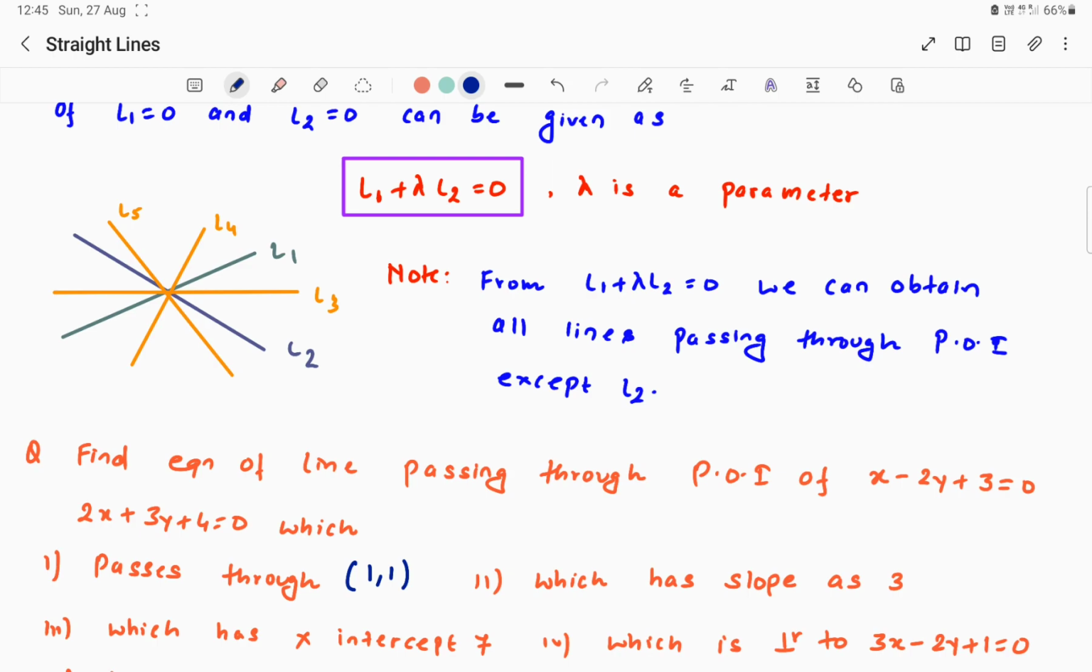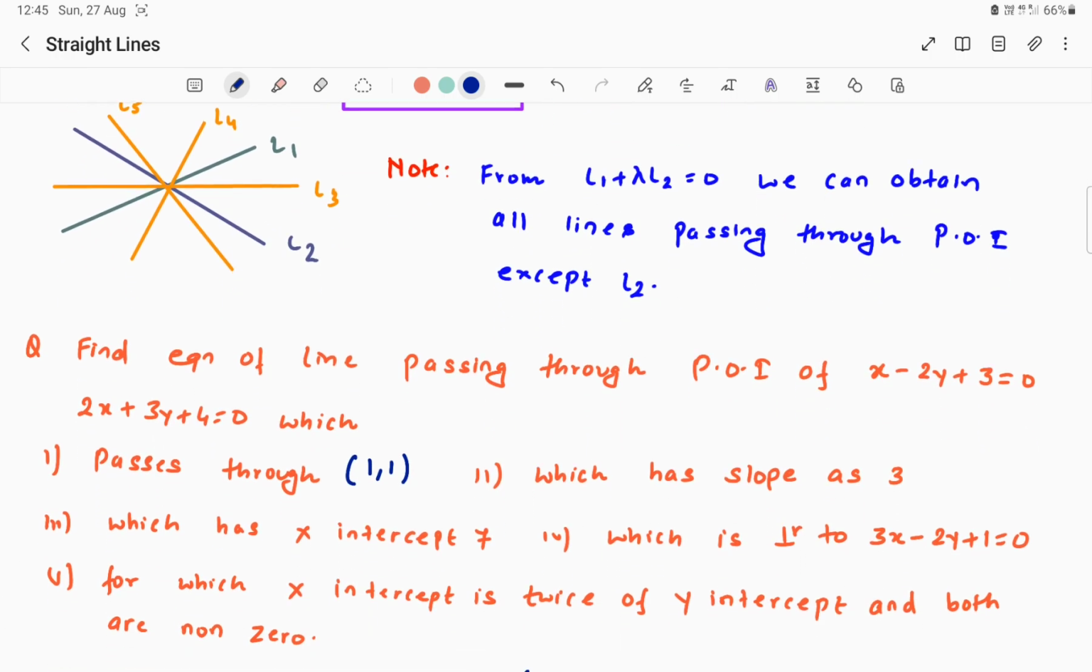So now the question comes, how will I get L2? In that situation, I will say you write the equation like L2 plus lambda L1 equal to 0. So now this equation will represent all the lines except L2. And moreover, if L1 and L2 are given, you'll be able to identify what L2 is, isn't it?